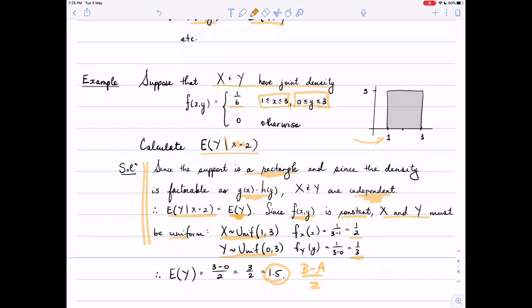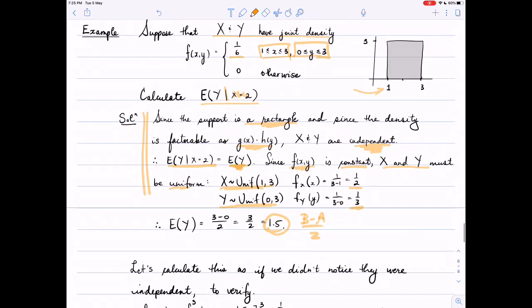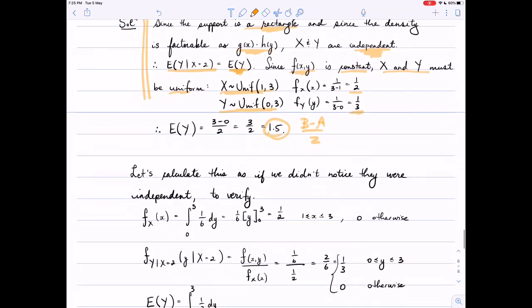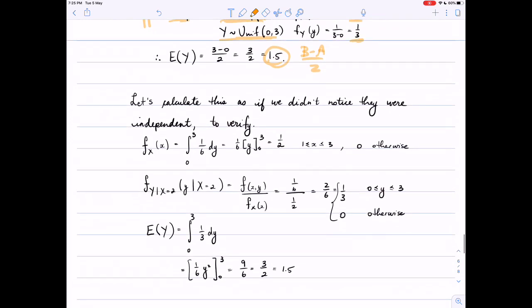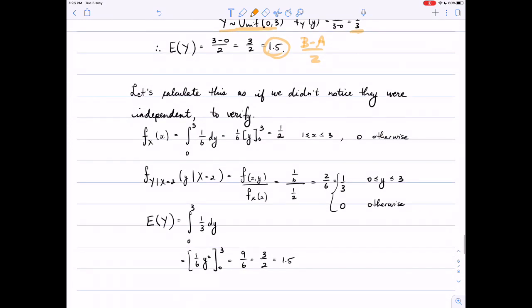Now, what if we hadn't noticed? Well, let's just calculate this as if we hadn't noticed. And so what we would need is the marginal density. We would need to calculate this conditional density to find the expected value of y given x equals 2.